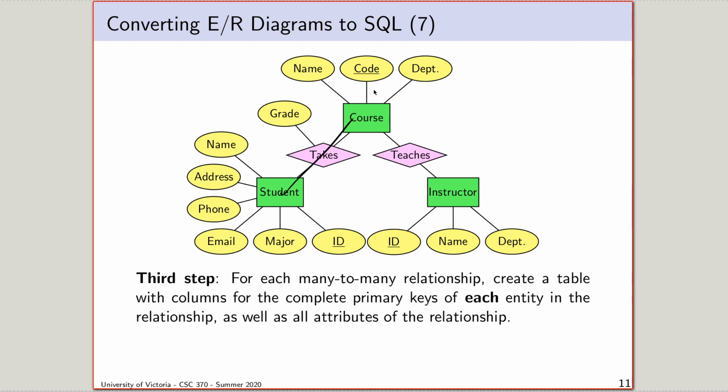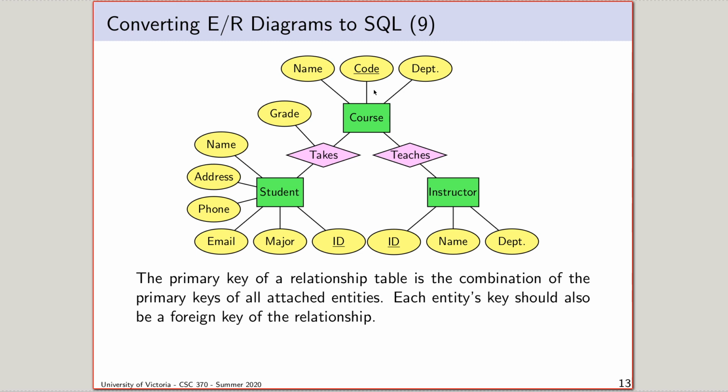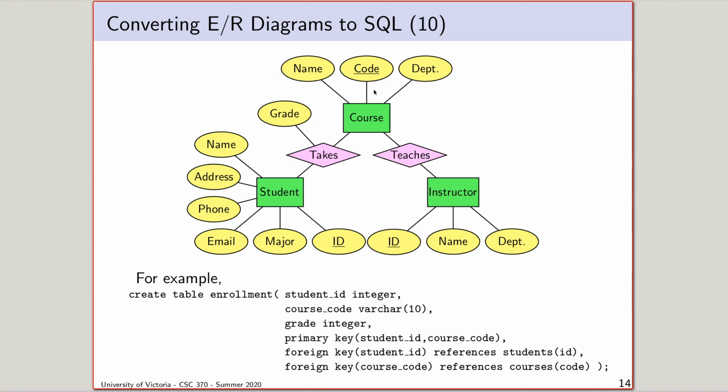Now, the takes relationship reads well in the diagram. A student takes a course. I don't want to call a table takes. That's going to be really annoying later. Instead, I'll make up what I think is a reasonable name for it. The slide agrees. So I'm going to call it enrollment.